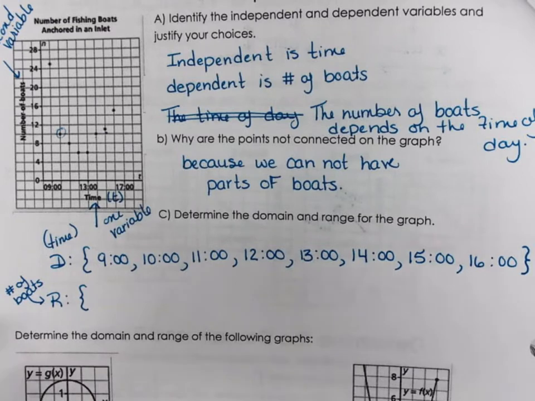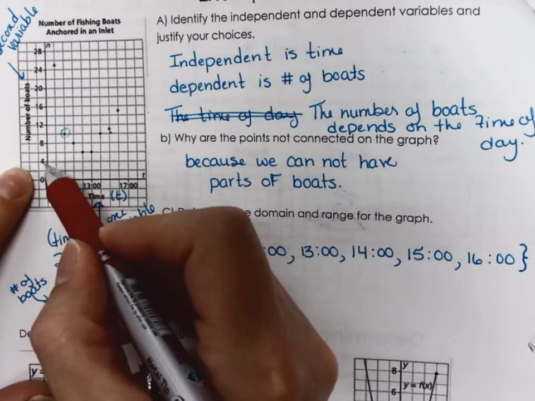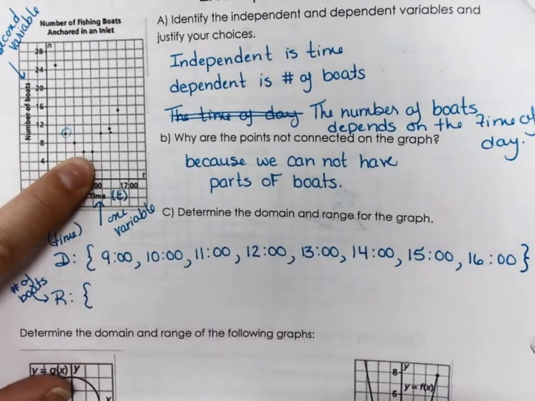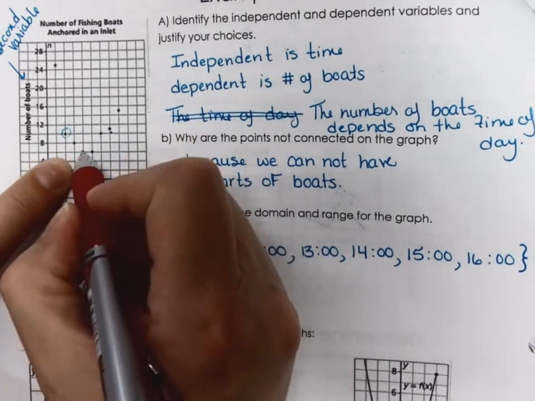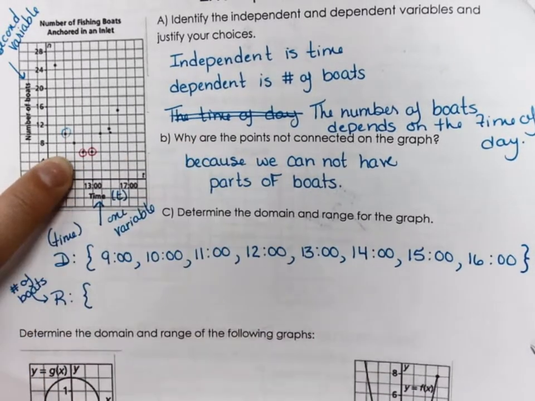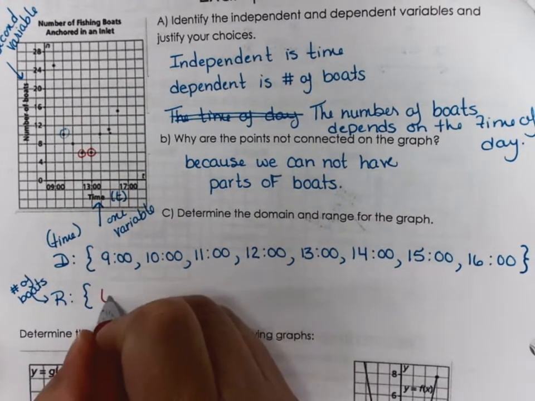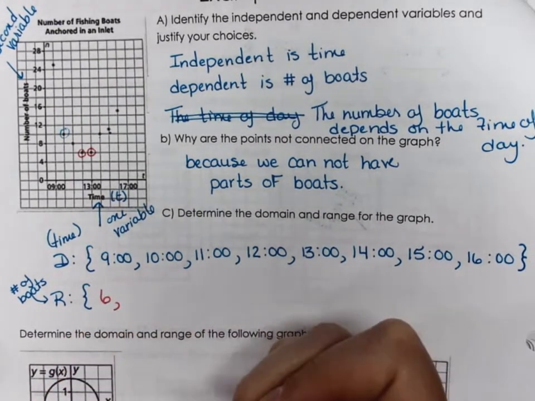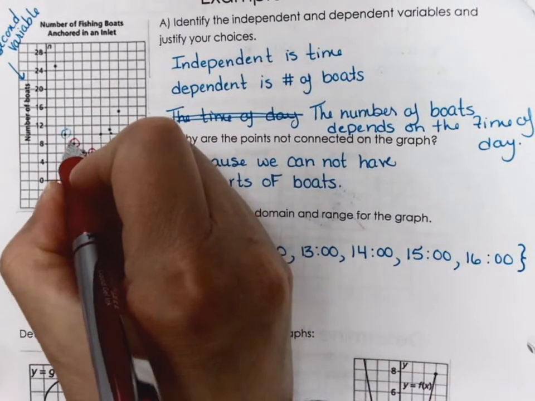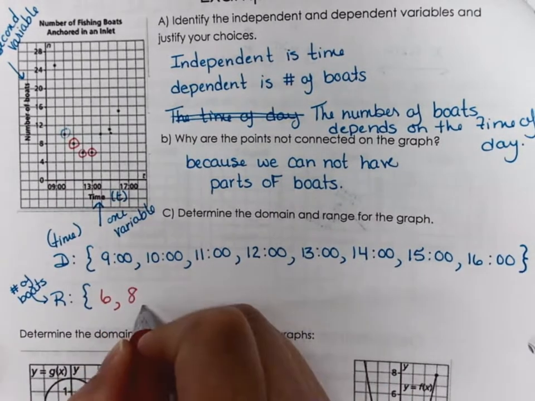6, I think. Because these go up by 2s, right? So we have 2 values here at 6. Do I need to write 6 twice? No, I do not. All right, so I got rid of those ones. What's next? What number is next? 8, because that's that one right there. So that's 8 boats in the harbor.